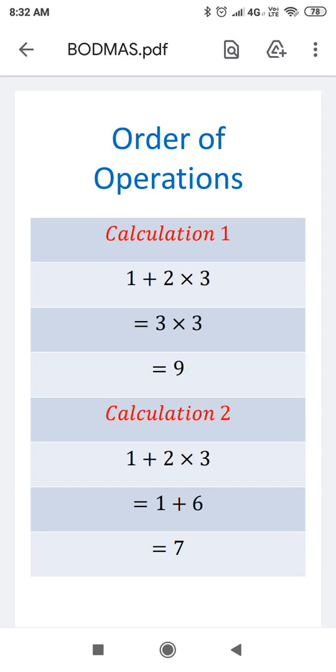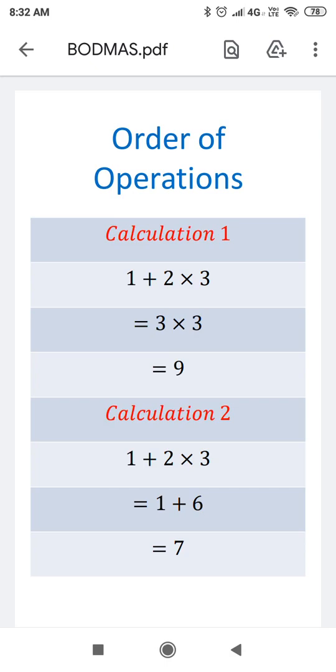Calculation 2 shows 2 into 3 equal to 6 and 1 plus 6 is 7. Now the same sum cannot have two different answers. So obviously at least one of these answers is wrong. How do we decide which is the correct answer and which is the wrong answer? Which operation is to be performed first and which operation is to be performed later?